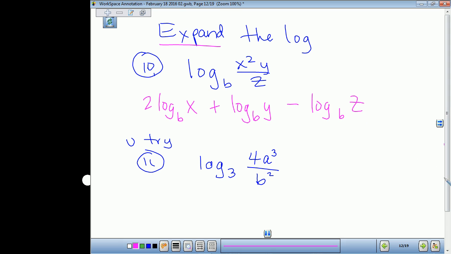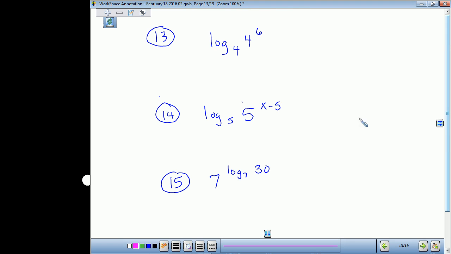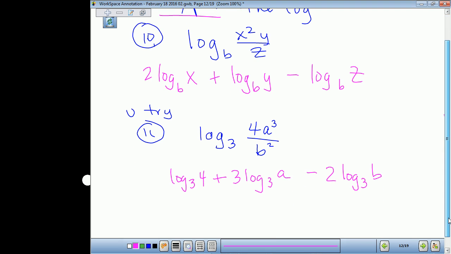Okay? This would be log base 3 of 4 plus 3 log base 3 of A minus 2 log base 3 of B. I don't like how the L's look like ones, but I always think it's like 31 and 21. Sorry. Yeah, that's okay. Okay, let's move on. What can you do backwards?